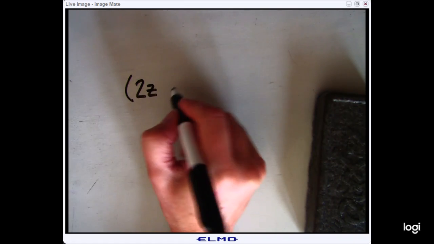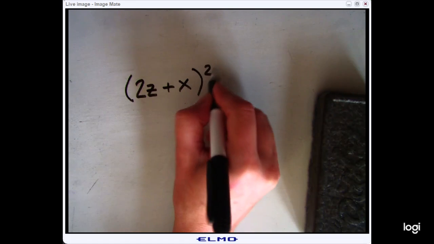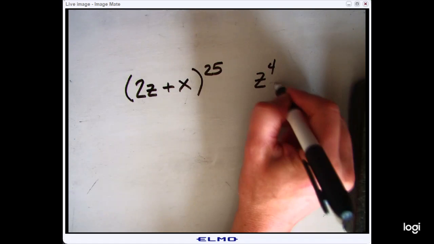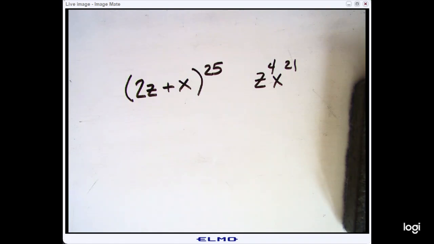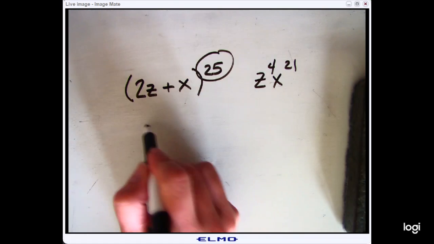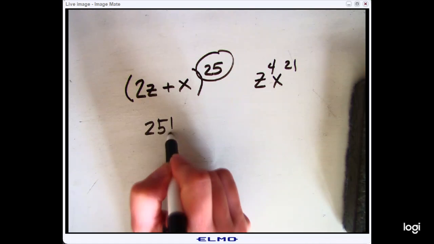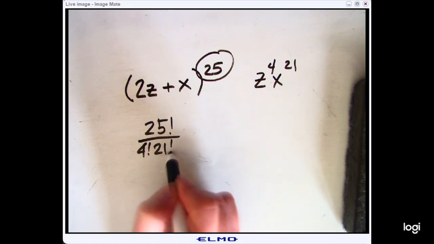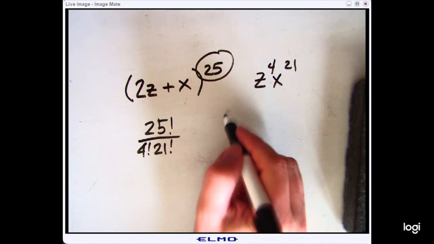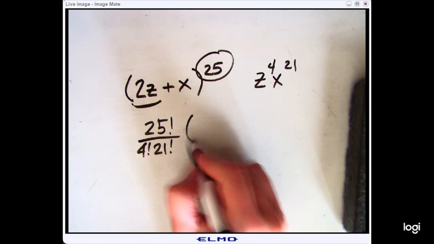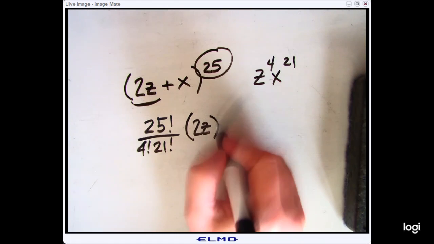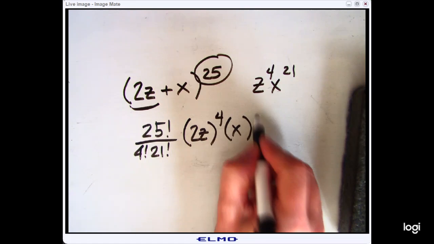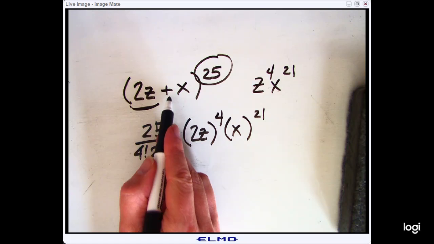2z plus x raised to the 25th, and it is asking for the z to the 4th, x to the 21st term. How do I do it? 25 factorial over 4 factorial, 21 factorial. And then I take my z term and I raise it to the 4th. I take my x term and raise it to the 21st. And this time it's positive.